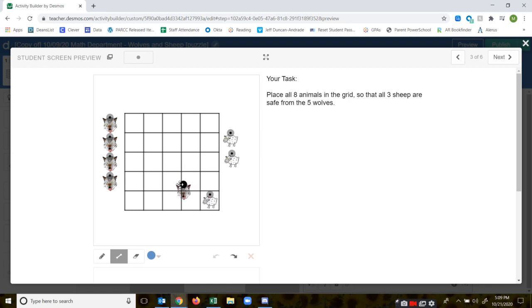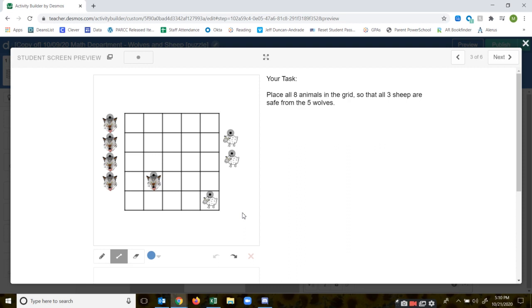You could say, you know what, I'll put the wolf here. And here, this sheep is fine, because if the wolf moves this way, it can't eat it. If the wolf moves this way, you're good. If the wolf moves up and down, you're good. And if the wolf moves diagonally, it can't get it there. So here, with 1 wolf and 1 sheep, that sheep is safe.